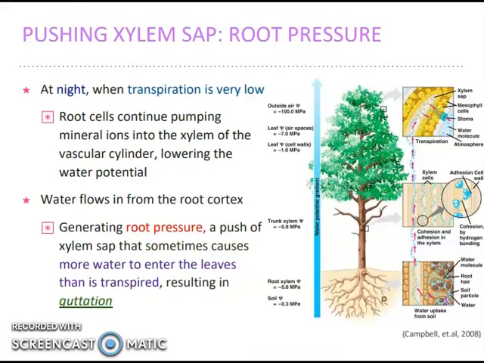In this slide, entitled Pushing Xylem Sap: Root Pressure. At night, when transpiration is very low, root cells continue pumping mineral ions into the xylem of the vascular cylinder, lowering the water potential. Water from the soil flows into the xylem from the root cortex in large amounts, generating root pressure, a push of xylem sap that sometimes causes more water to enter the leaf than is transpired, resulting in guttation.